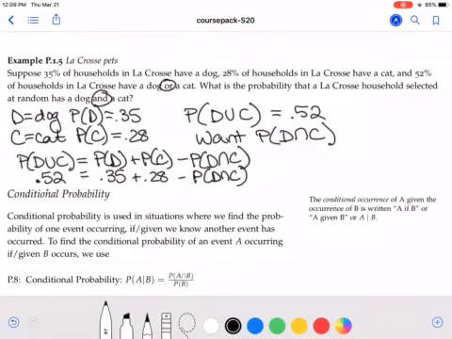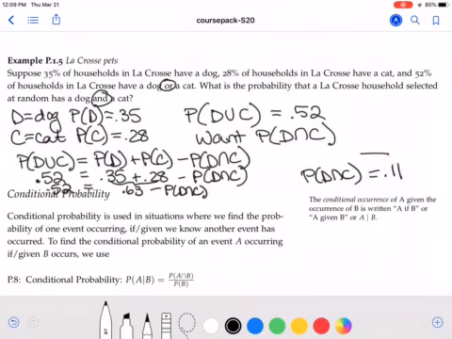So what we get here is 0.52 equal to, if we add these two together, we'll get 0.63 minus the probability of D and C. And so for this equation to hold true, if you do some algebra on it, you'll find that the probability of D and C is 11% or 0.11.